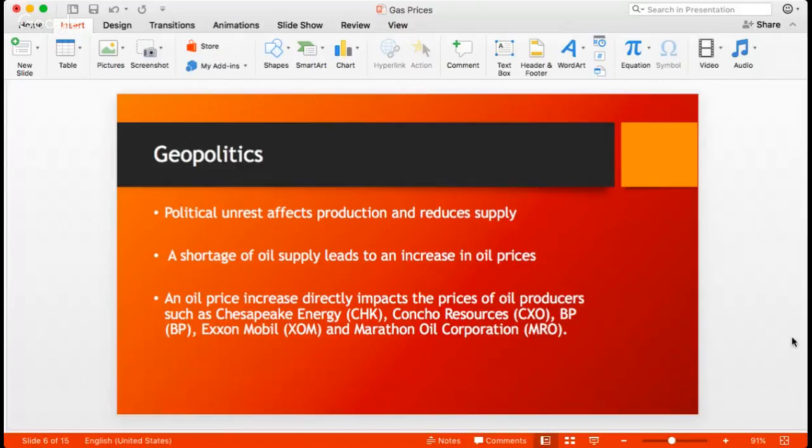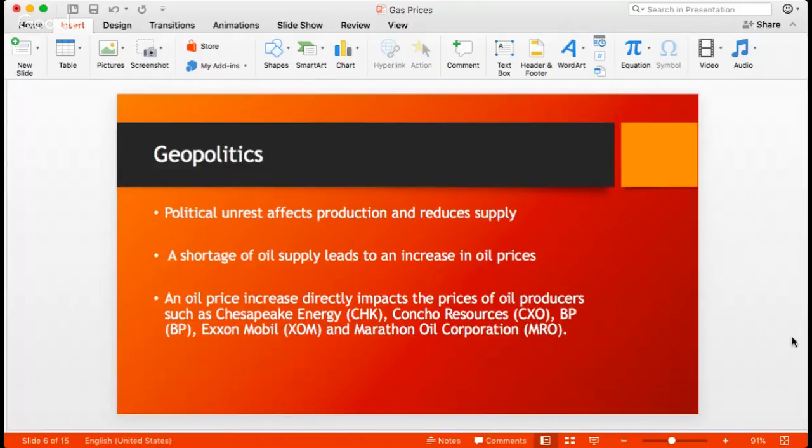Geopolitics. Political unrest affects production and reduces supply. So in geopolitics, you have presidents, tyrants, Congress, people that are making laws that affect the plants that are producing the gas, and they make it harder on them to export, which ends up raising the prices. So they can place laws that add additional cents per gallon, and then that makes it hard on them because now we don't want to buy from them, or we don't want to buy as much from them.